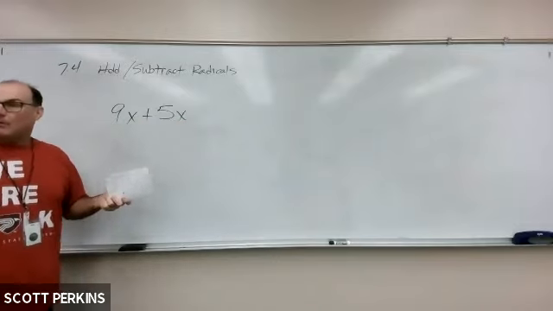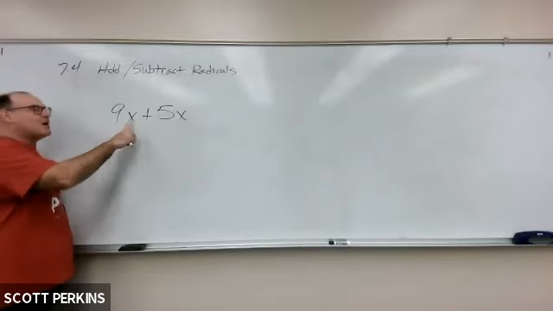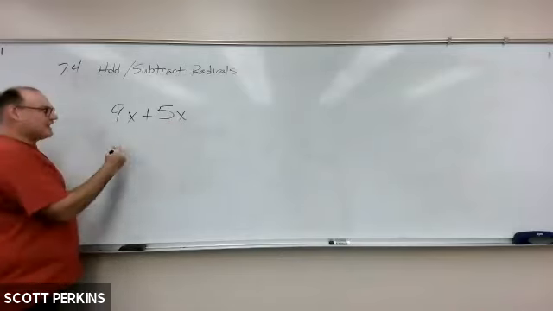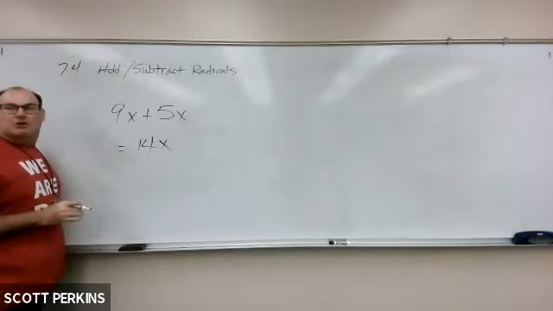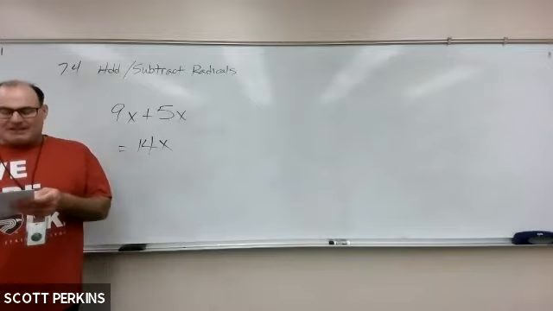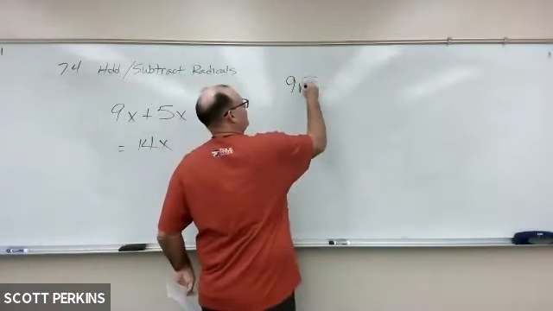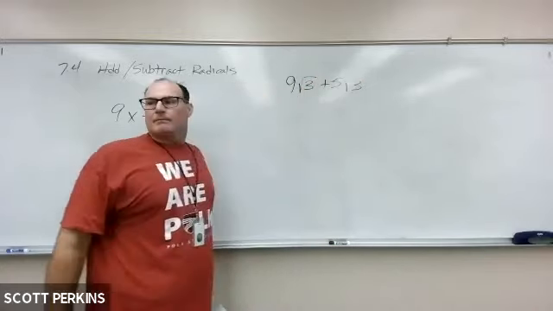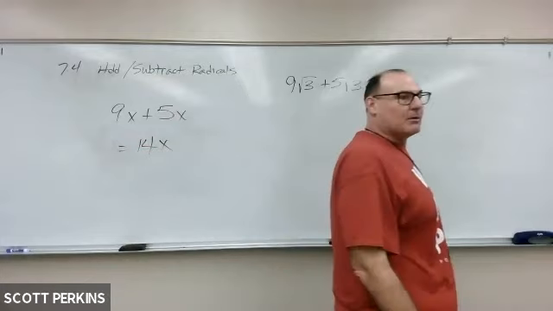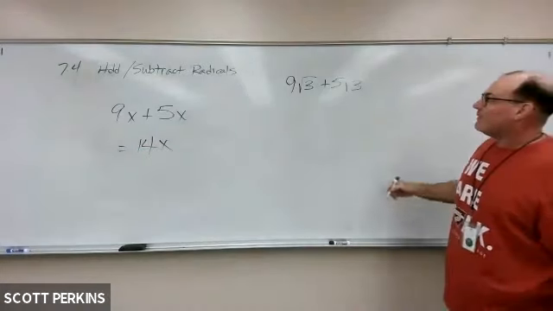What can we do with like terms? We can add them. It's just like counting oranges or apples. I've got 9 of something here, plus 5 more of that same thing. That means I have 14 of them. Adding like terms. The reason I bring it up is because when I go to add radicals, if I have 9 square root of 3 plus 5 square root of 3. Same problem. 9 square root of 3 plus 5 square root of 3.